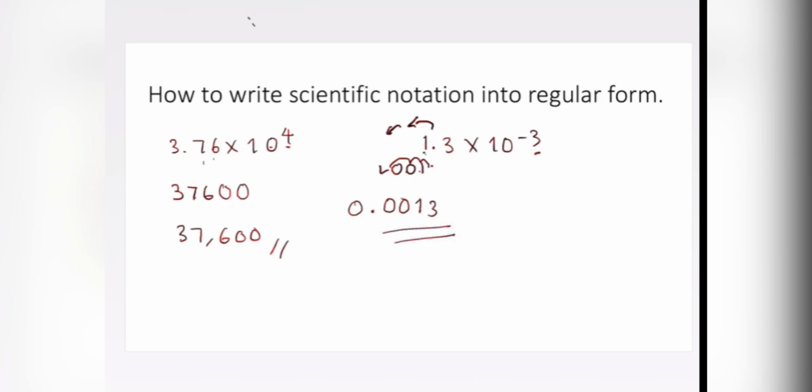So this is how you write scientific notation into regular form. If you want to write it back into scientific notation, this is your standard form, and you use the rule: the whole number should be equal to 1 or greater than 1 but less than 10. So 1.3 times 10 to the power, how many times do you have to move? 1, 2, 3, right? Moving this side, negative. So see, this is how you get back and forth to the regular form.